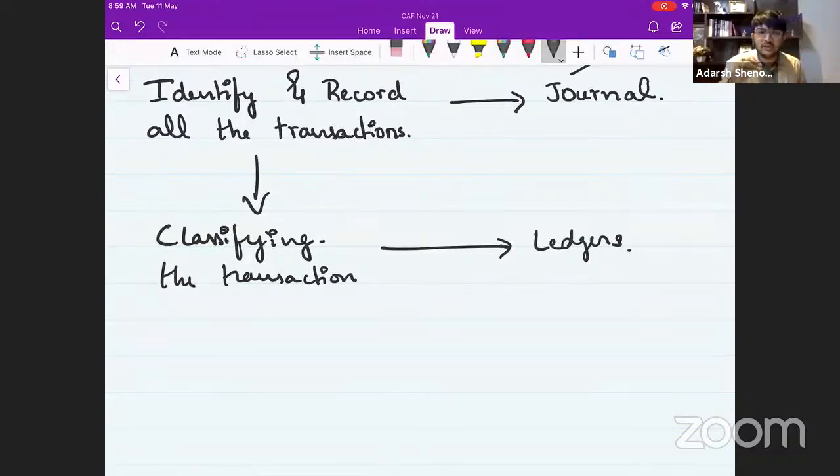Sir, should we write this in our notebook? Is the popular question I'm getting. You should write it, but not now. Okay, I will give you enough time to write later. So wait for some time.